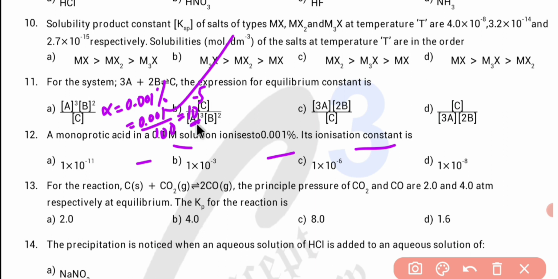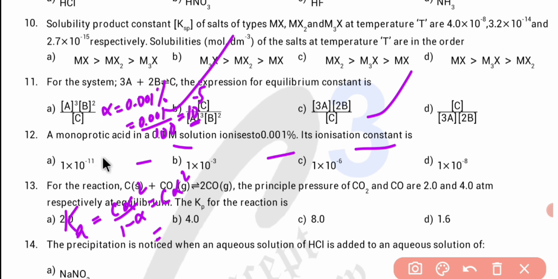Okay, this is the value of alpha. So we need to calculate the value of the ionization constant for the monoprotic acid. The expression for ionization constant Ka, I think I can use this relation, C alpha square, after neglecting alpha in comparison to 1. Actually, alpha is neglected because the value of alpha is very small in comparison to 1, so I can easily neglect this value. So I can just write C alpha square.